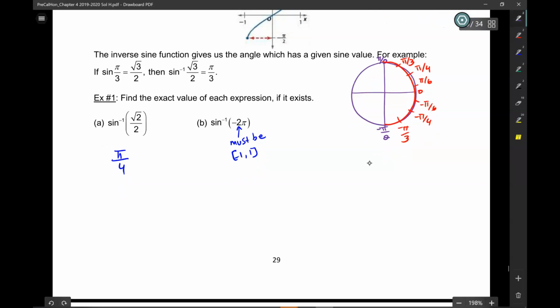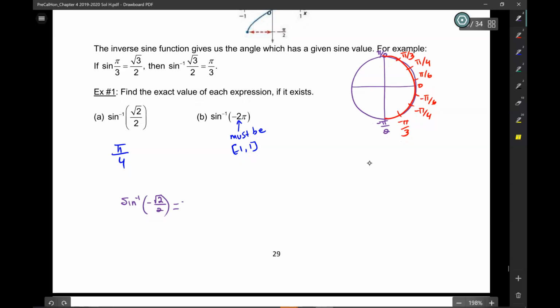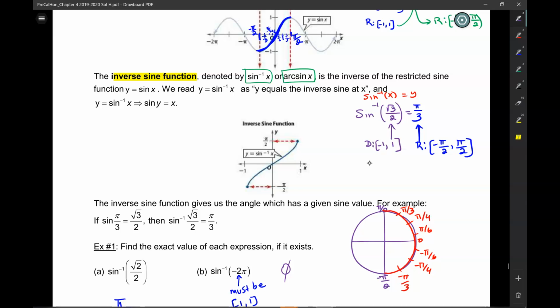So, I had a lovely question here. Suppose I had asked you for inverse sine of negative root 2 over 2. What would it be now? Negative pi over 4. Not 7 pi over 4. Like this, where it's negative root 2 over 2, it's negative pi over 4 only. I get it, 7 pi over 4 is in this quadrant, but it's not in my restricted domain.